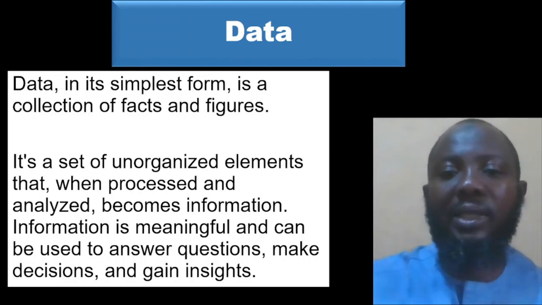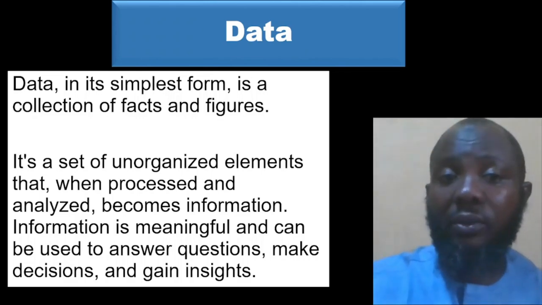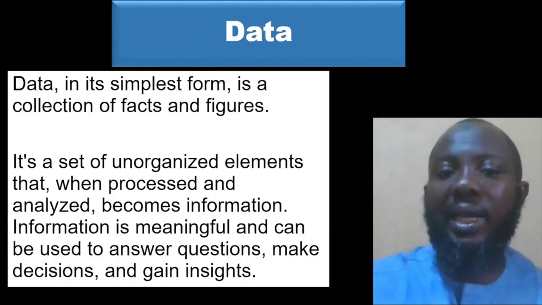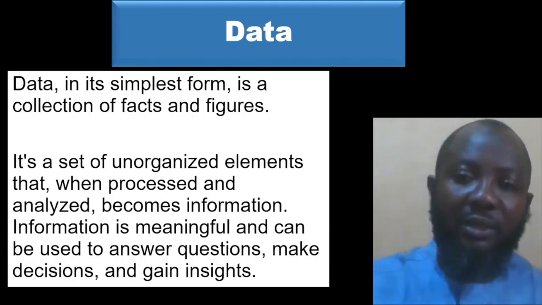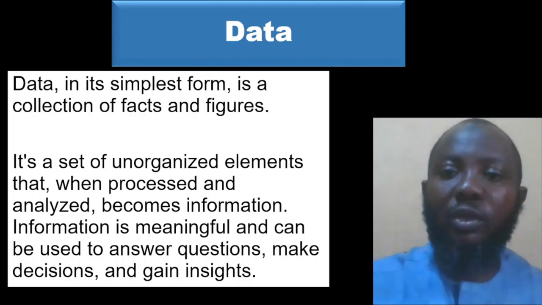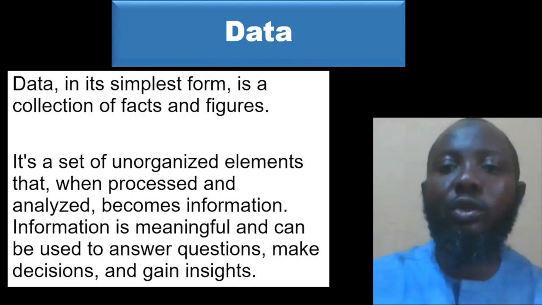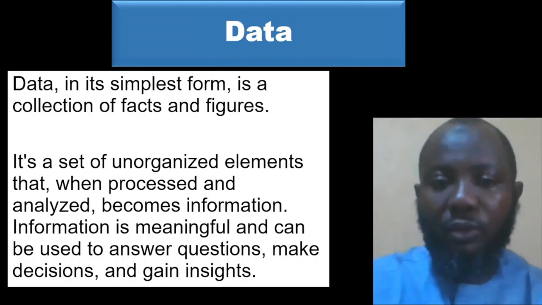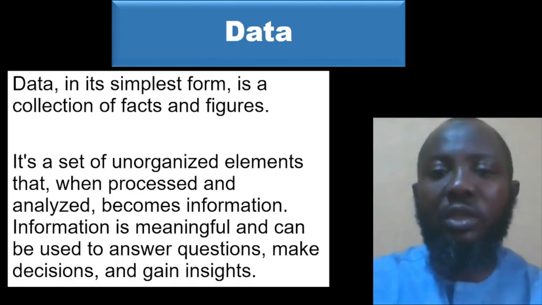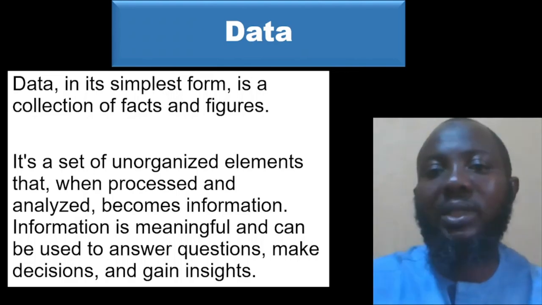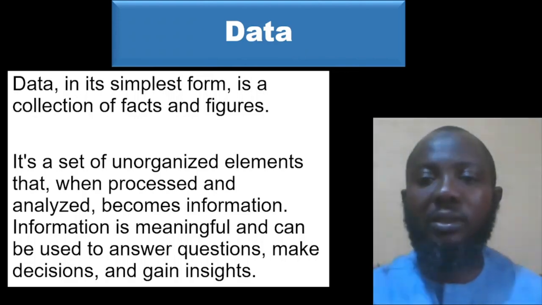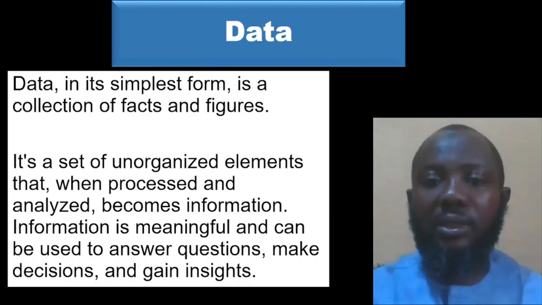So the meaning of data is a set of unorganized elements that when processed and analyzed becomes what? Information. So data is quite different from information. Information is processed, while data is what? Unprocessed. It has not been processed. It is the data that we're going to process that will form what? Information. So information is meaningful and can be used to answer questions, make decisions and gain what? Insight.